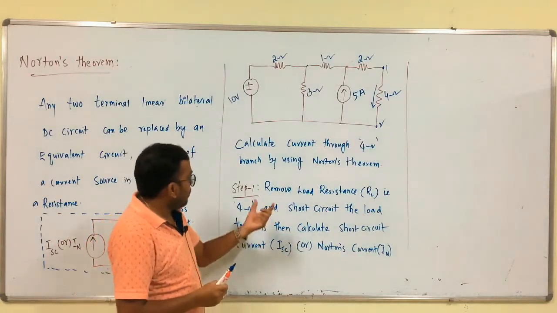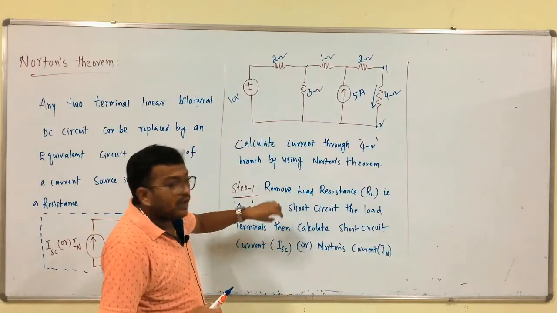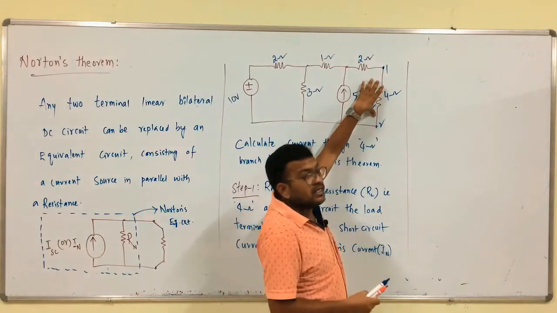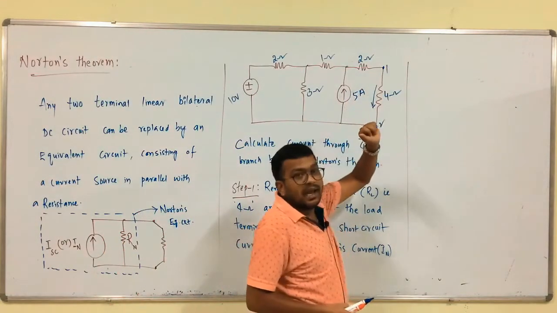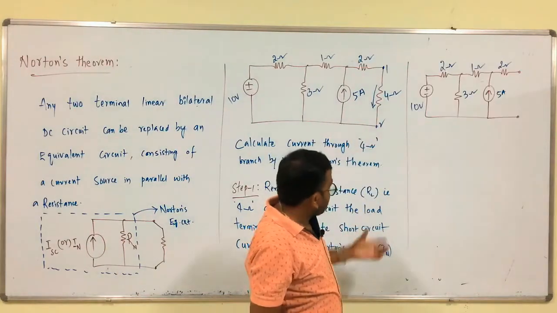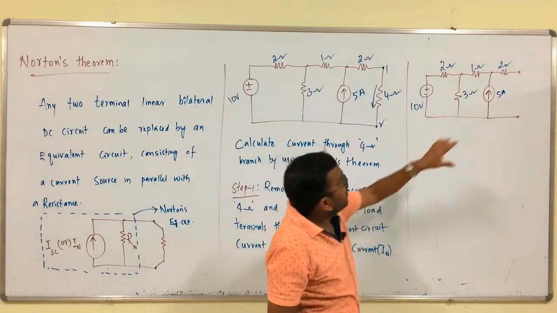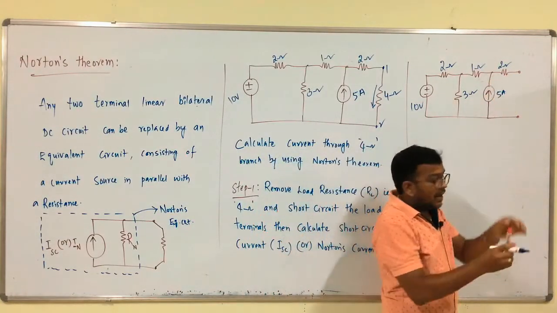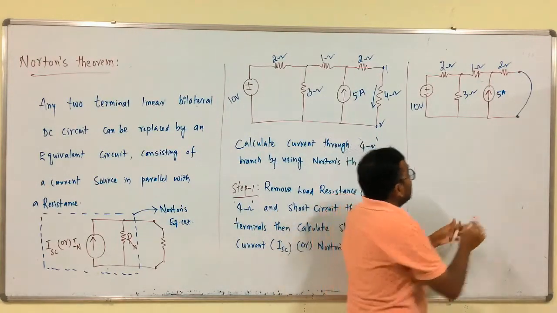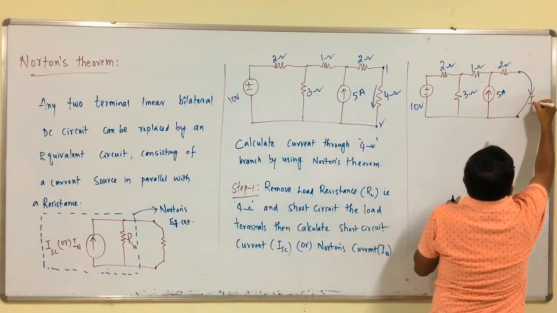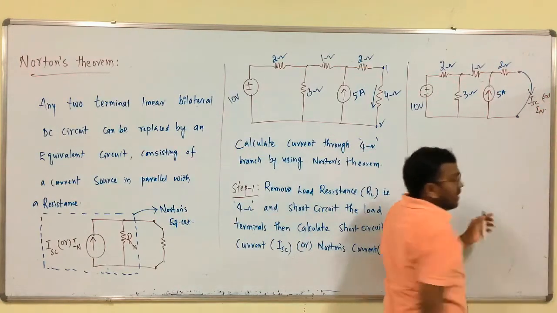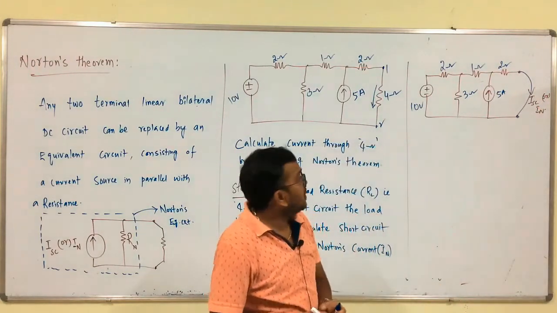So, with respect to this step 1, we have to modify this circuit. Remove this load resistance, short circuit these two terminals and calculate the short circuit current, that is nothing but Norton's current. With respect to this step 1, we have successfully removed that load branch, short circuited these two terminals and we calculate the current, that is nothing but ISC or IN. That current is nothing but short circuit current or Norton's current.